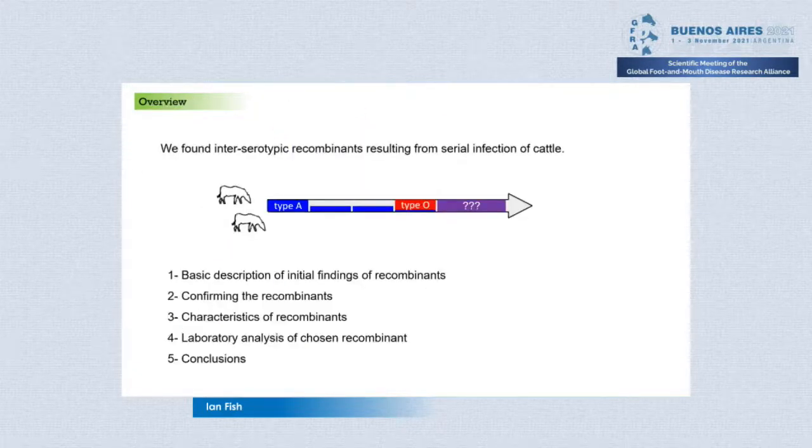Spoiler alert, we found recombinant viruses resulting from these serial infections. First, I'll provide a basic description of our initial findings. And second, confirmation of these recombinants and their characteristics. Then some follow-up laboratory analyses that we did with one of the recombinants. And finally, the conclusions.